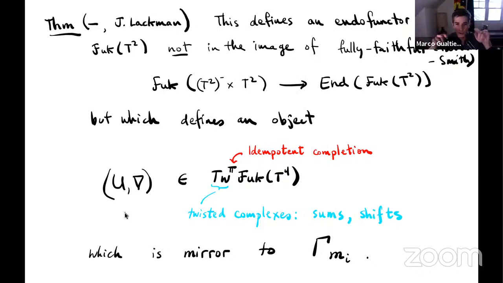So the answer is that you're supposed to produce a sequence of Lagrangians with maps between them in the Fukaya category, and you're supposed to produce an endomorphism of that sequence which squares to itself. That data determines an object in the completion, and that completion is where these things live.